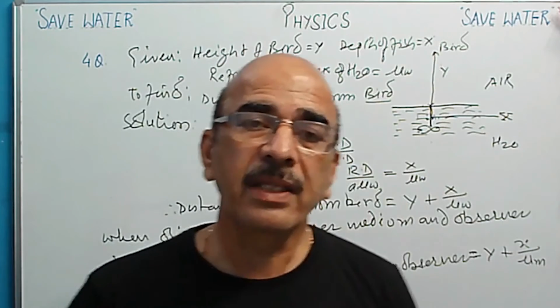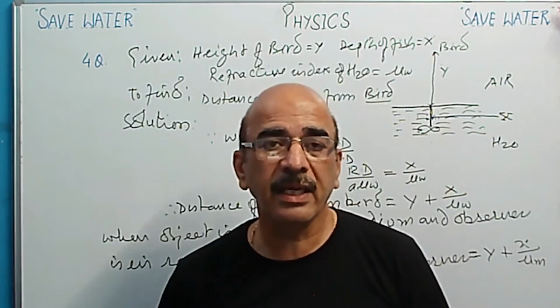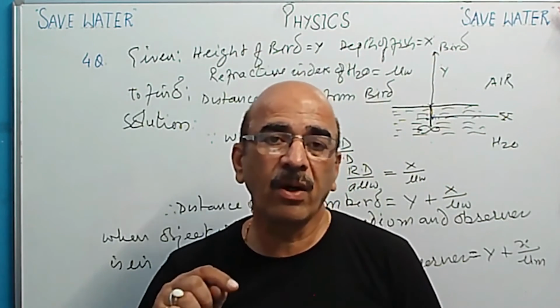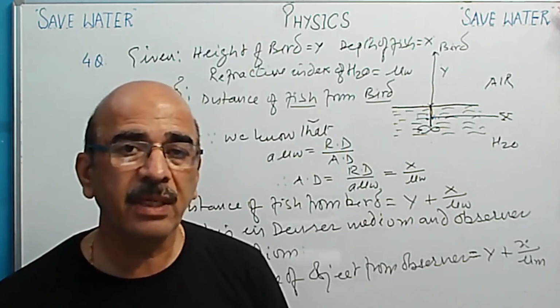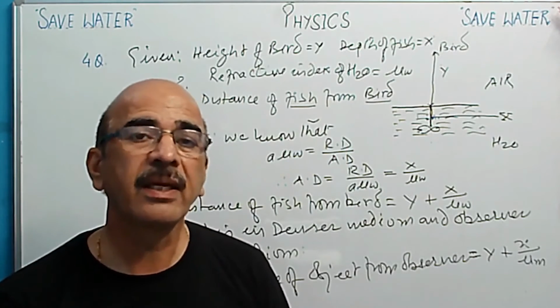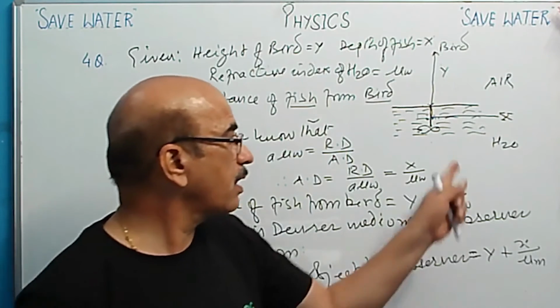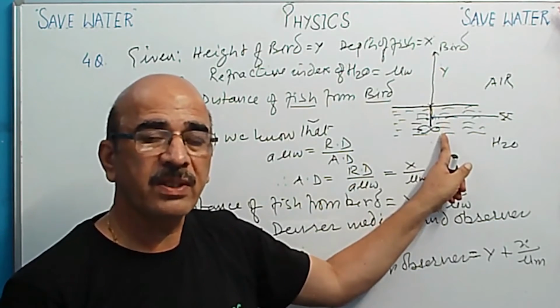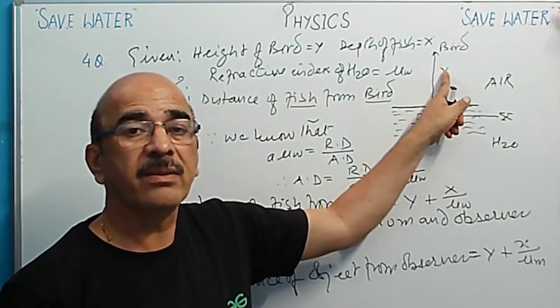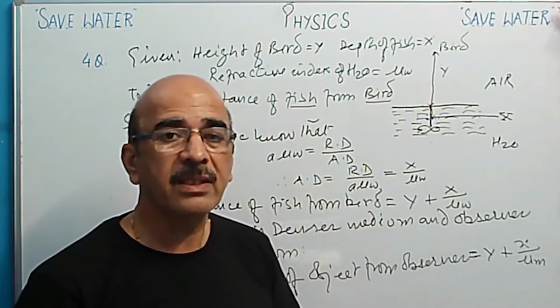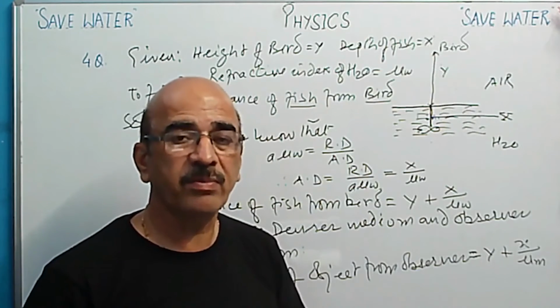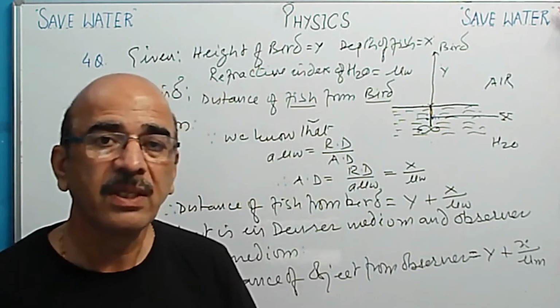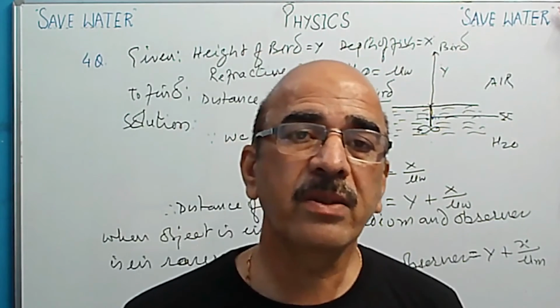Okay, now next, the next case we are going to do is when the observer is in the denser medium and the object is in the rarer medium. So in that case, now the fish is watching the bird, the observer is the fish and the object is now the bird. So in this case, how shall we find the distance of the bird from the fish? So now this is the next question.